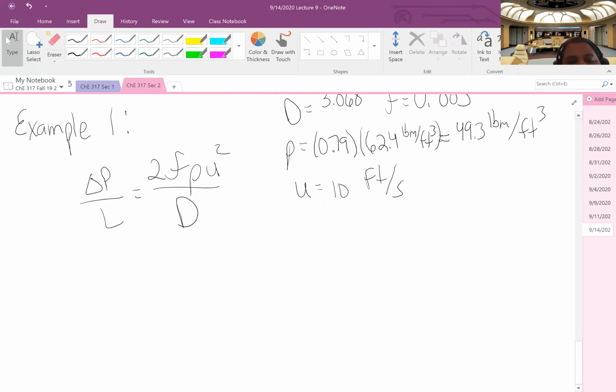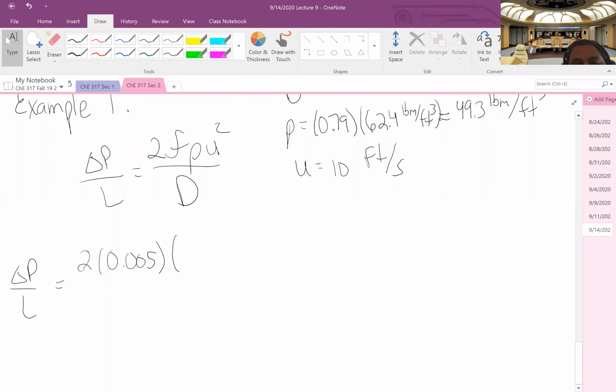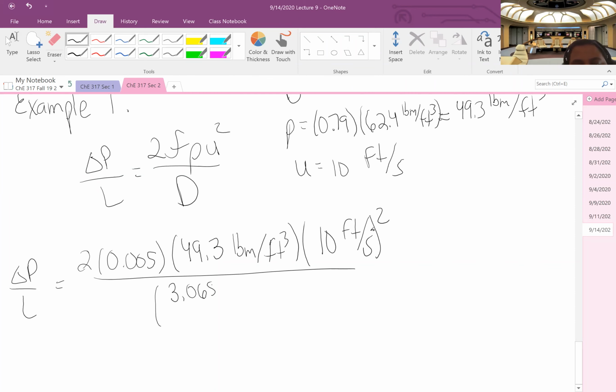So since we're looking for pressure drop over unit length, we just need these values. If we plug all this in, we have 0.005. Now the friction factor is unitless, so keep that in mind. Then we have our 49.3 pound mass per cubic foot times our 10 feet per second squared, divided by the diameter, which was 3.068 over 12 feet.